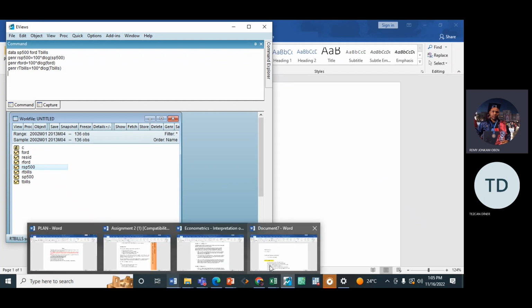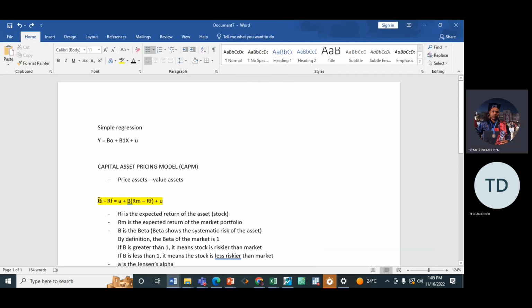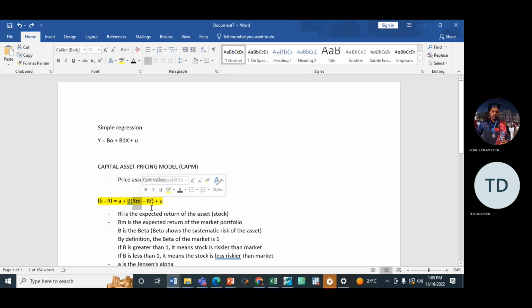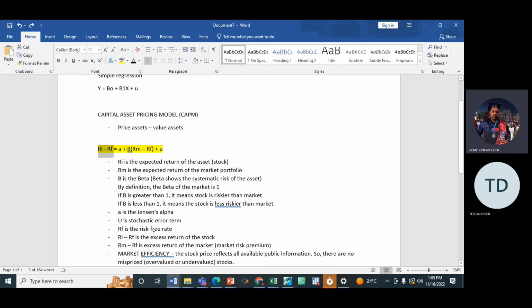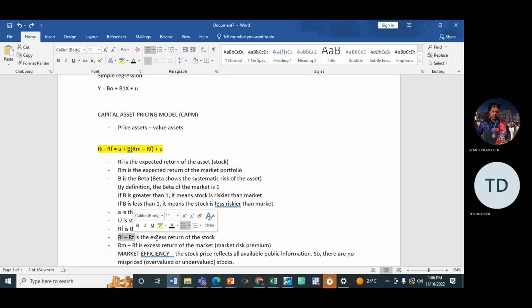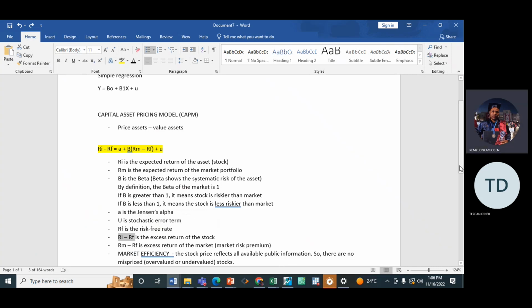So if I go back to my CAPM, what do I have? I have return of stock, which is Ford. I have return of market, which is S&P 500. And I have the risk-free rate of return, which is T-bills. But now I want to get the excess returns. Remember, I told you we are calculating excess returns. So to get the excess return of the stock, simply take the expected return of the stock minus the risk-free rate of return. Understood? But there is a problem.